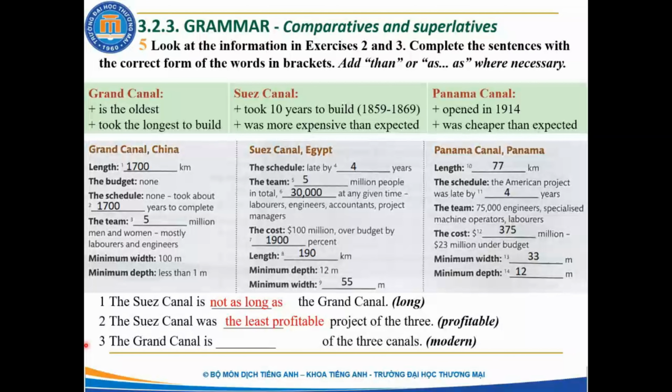Number 3, we also use superlatives. Ở câu số 3 này mình cũng sử dụng so sánh nhất, đúng không ạ? So sánh Grand Canal trong nhóm cả 3 cái kênh đào này với nhau. Đây mình có thông tin là Grand Canal is the oldest. So, the Grand Canal is the least modern of the three canals.